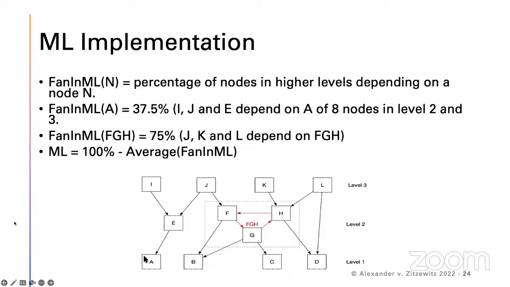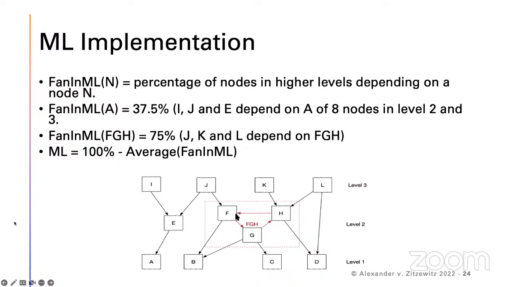For example, for A, that would be 3 nodes. A is used by E directly and by I and J indirectly. So it would be used by 3 of 8 nodes from the higher levels, and its fan-in ML would be 37.5%. For B, you could say it is used directly or indirectly by FGH, obviously, and then by J, K, and L. So it would be used by 6 of 8 possible nodes of the higher levels, so it would be 75%. B, C, and D would all have values of 75%.